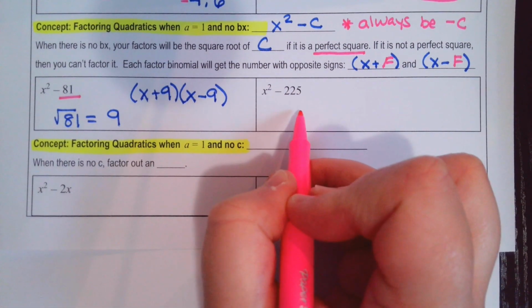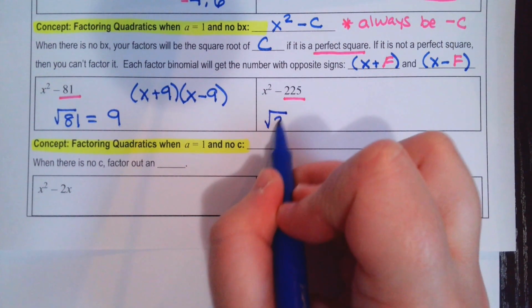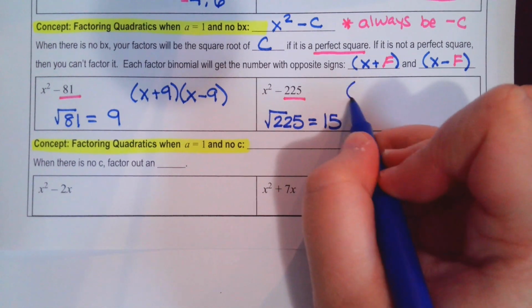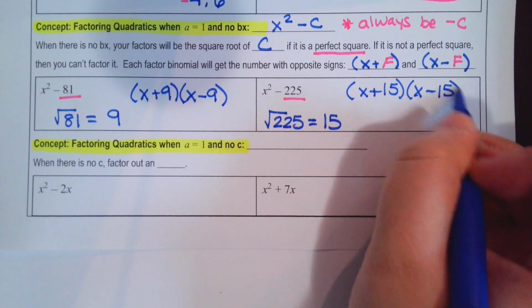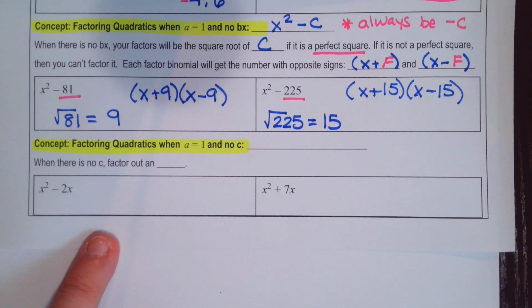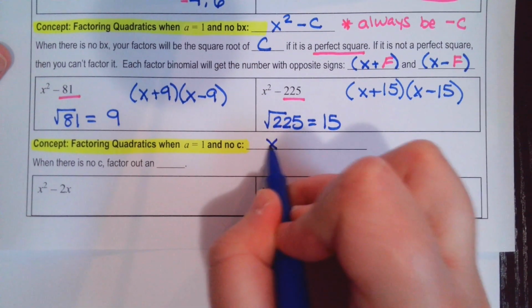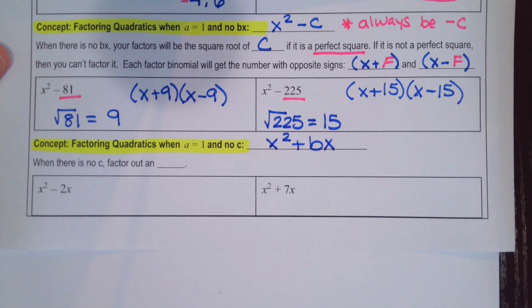So now for x squared minus 225, take the square root of 225, which is 15. So we're going to have x plus 15, x minus 15. And we're done. And then finally, the last round of factoring when a is equal to 1 is when you have a equals 1 and no c value. So you're not going to have your last term. So something like x squared plus bx.